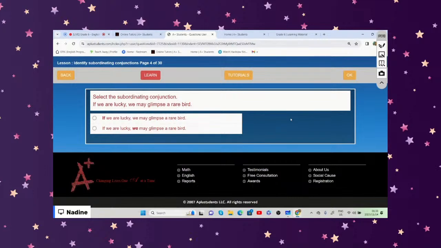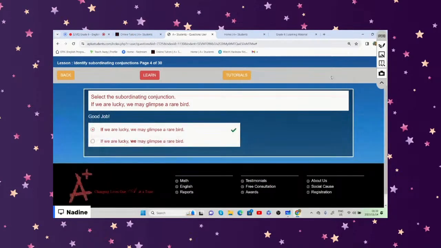If we are lucky, we may glimpse a rare bird. That's if. Or if we're lucky, we may glimpse a rare bird. So we need to select the subordinating conjunction, and we're going to choose the first one. And if is correct.